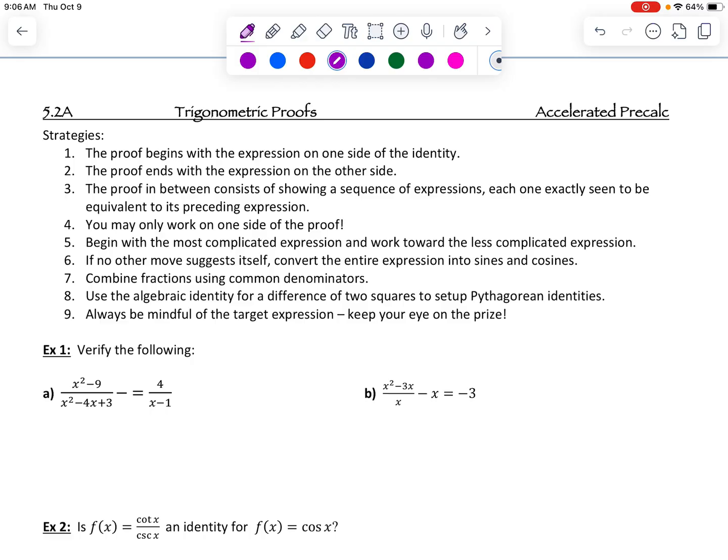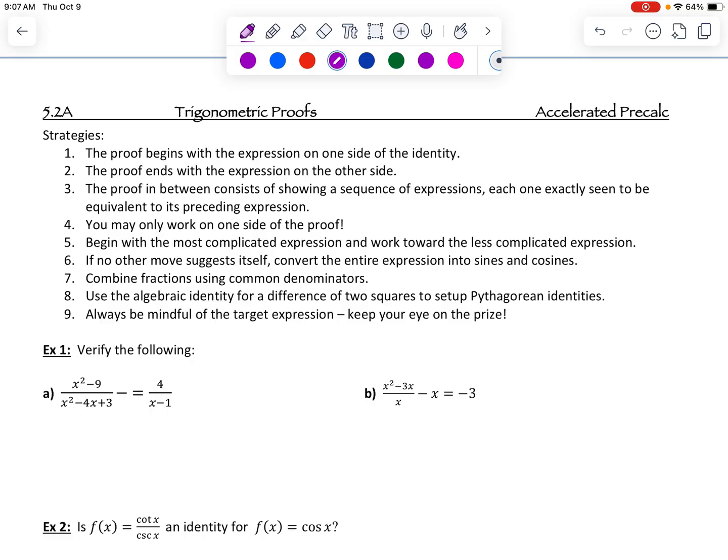So here are some strategies of how we're going to work these proofs. The proof begins with an expression on one side of the identity, and then the proof ends with the other side. So we're going to start with one side, manipulate it, change it, simplify it so that it becomes the other side. The proof consists of showing your sequence of expressions, basically showing your work. It's not "I know what I did," it's can I show how I went from one step to the other in order to come up with that simplified expression.